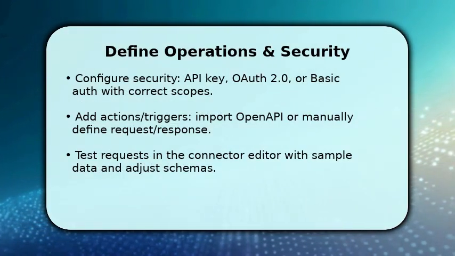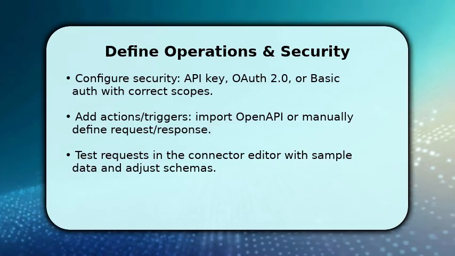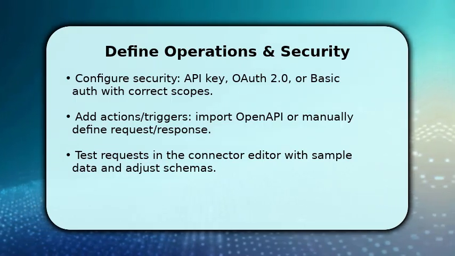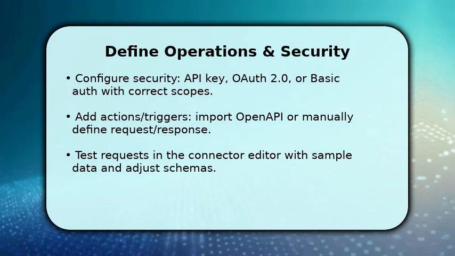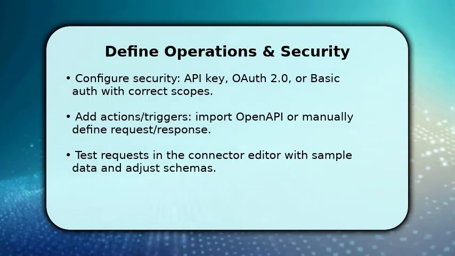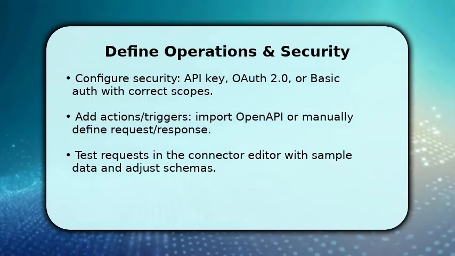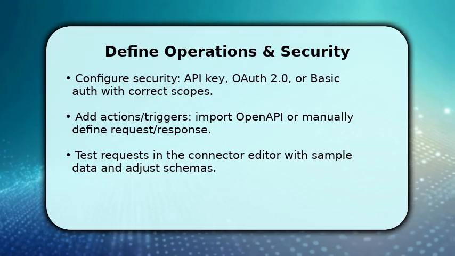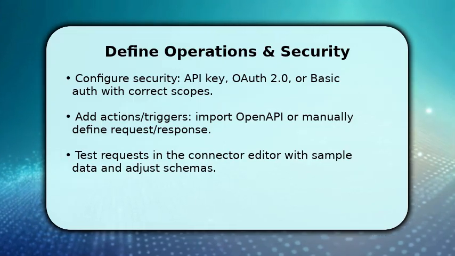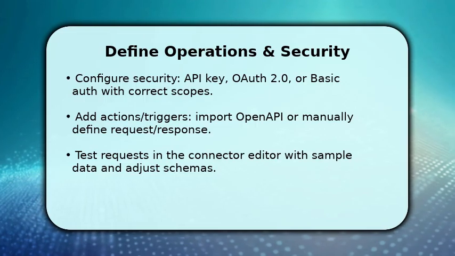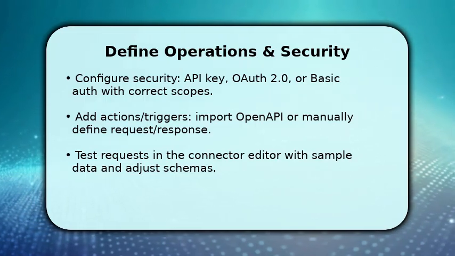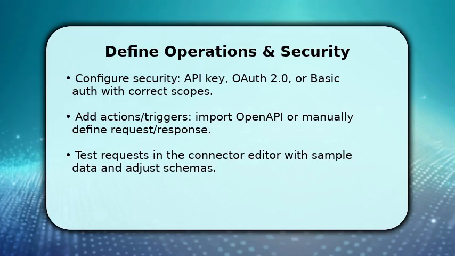First, configure security. Pick API key, OAuth 2.0 or basic auth, and enter scopes and token URLs when needed so flows can authenticate. Then add actions and triggers by importing your OpenAPI file or creating operations manually. Set HTTP verb, path, headers, and request/response schemas. Make sure response examples match real data.